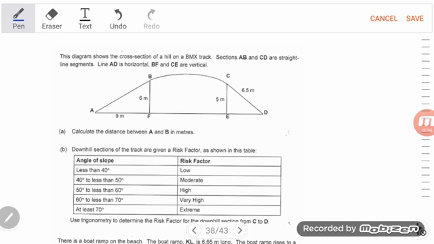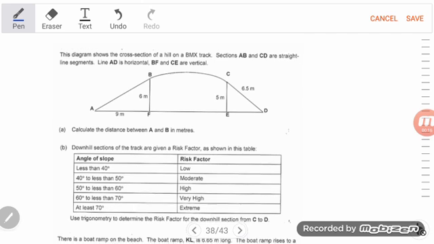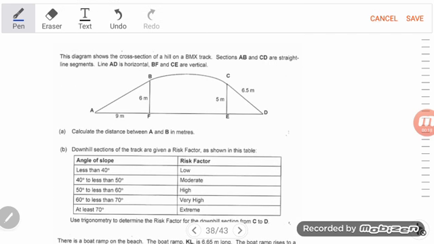Today's one is on Pythagoras and trigonometric ratios. So, here we've got a question that's going to use both Pythagoras and trigonometric ratios. And it is important to note you need to read the questions properly.